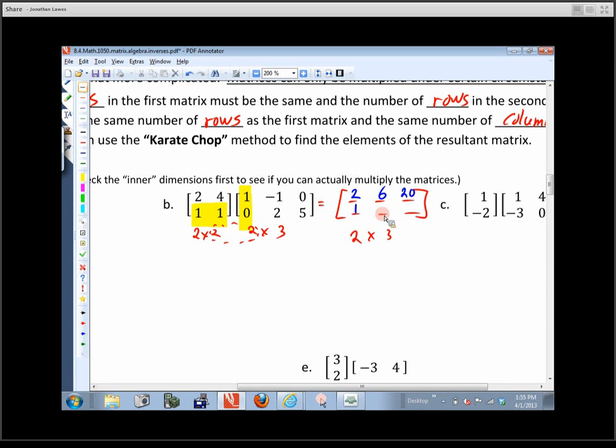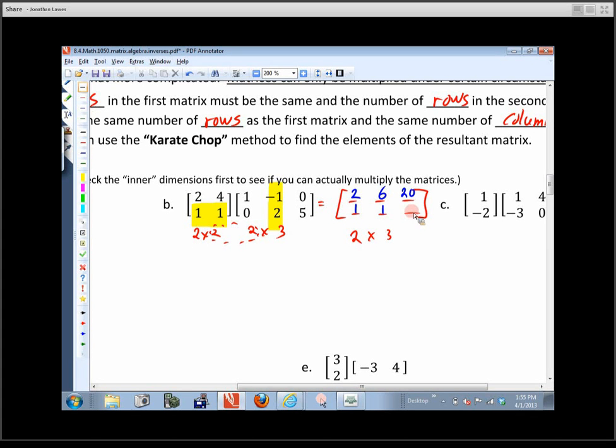Where is this one right here? It's in the second row, second column. So I'm going to take the second row here and karate chop it with the second column. So 1 times -1, that's a -1. 1 times 2, that's a 2. -1 plus 2, I get a +1.